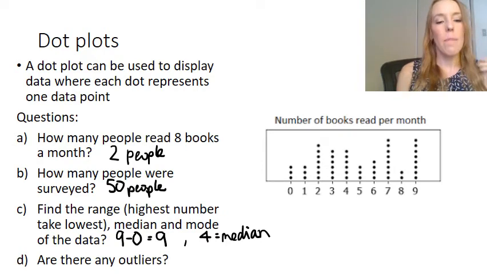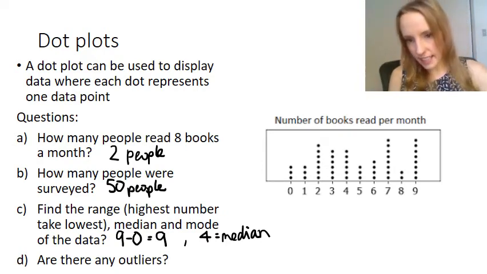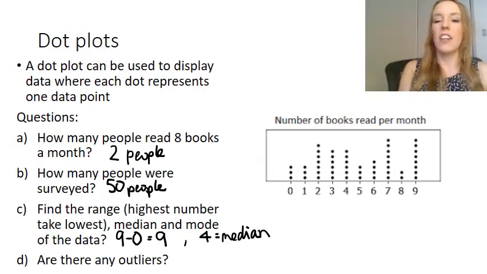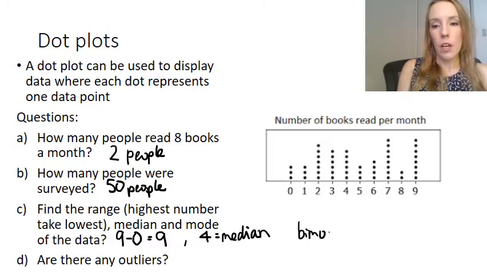So 4 books. And the mode is the most common, which is easy to see on the dot plot, which is just the one with the highest amount there. And this one's bimodal, because we've actually got 2, and that's 7 and 9 books.